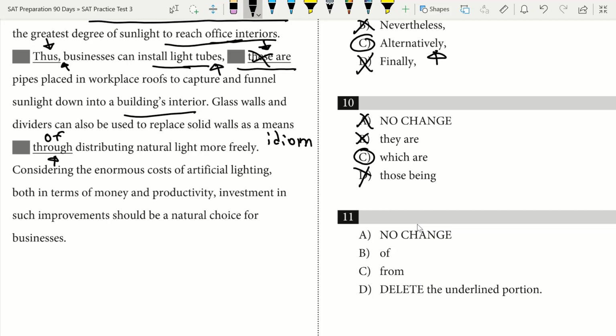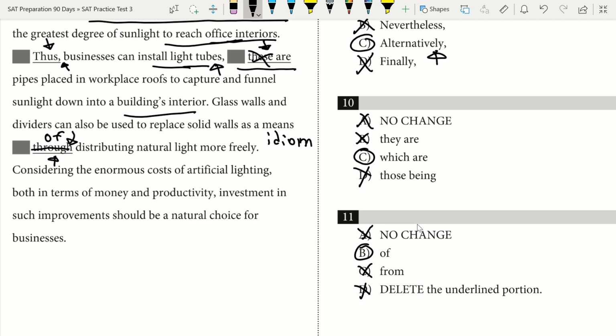And another thing that you could look for is if it's a word that is an adjective underlined in the middle of a sentence or a verb underlined in the middle of a sentence, then you're usually looking at something to match the tone of the rest of the passage. But in this case, we have an idiom question, right? Because we have through here. Okay, so through is going to be incorrect because what we would naturally say is as a means of distributing natural light more freely. So our answer there is going to be B, and that right there is an idiom question.